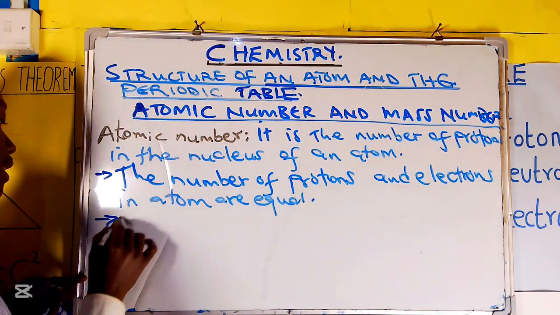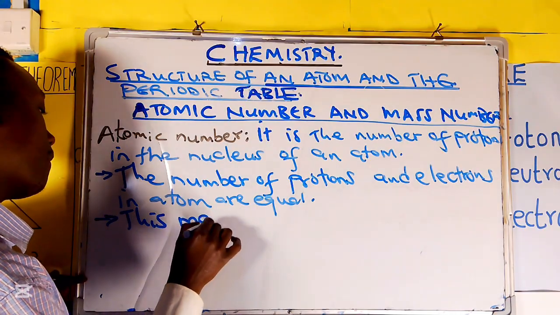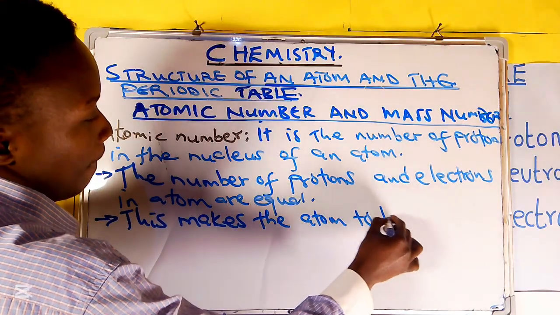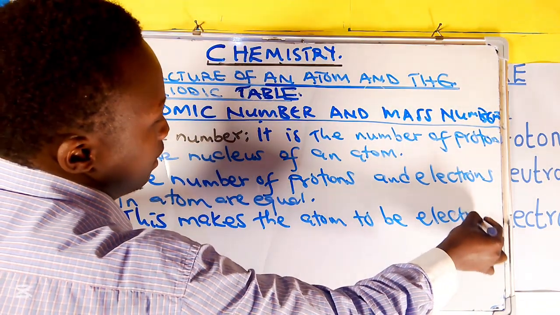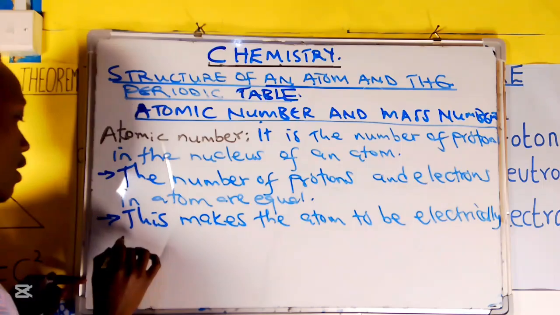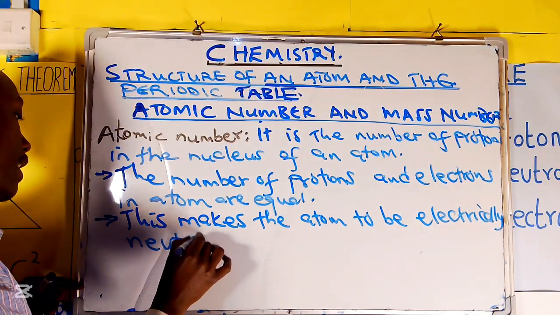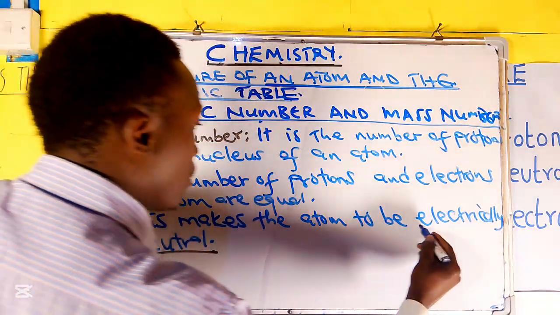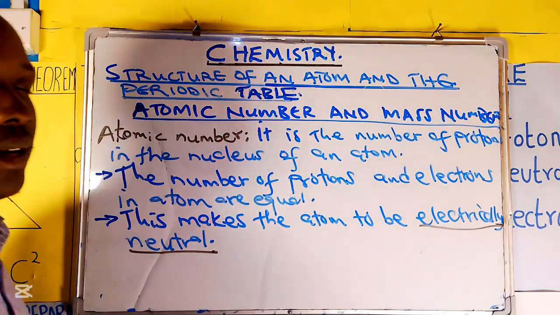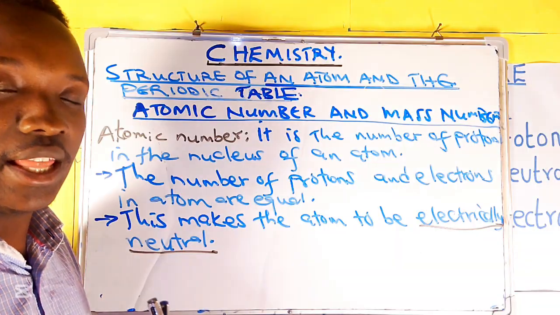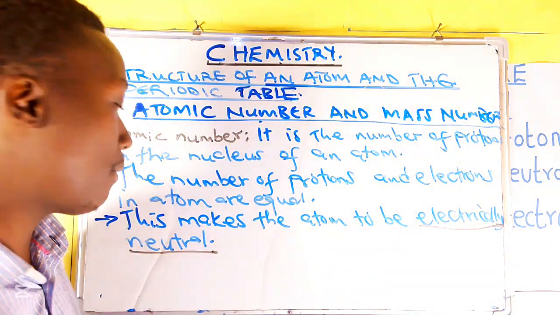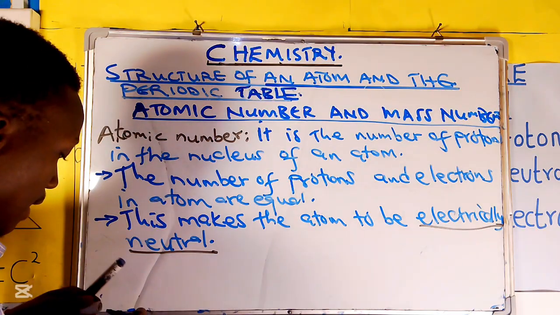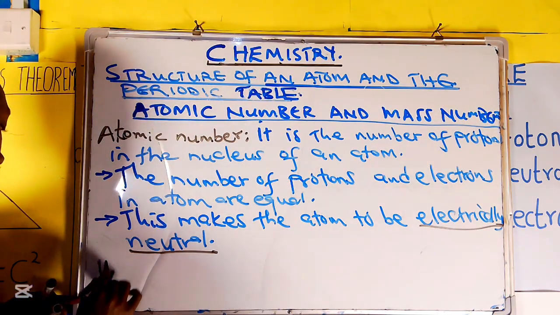And this makes the atom electrically neutral. Why electrically neutral? Because the number of protons and the number of electrons within the atom are equal. So after learning this on atomic number, we can mention something else on mass number.